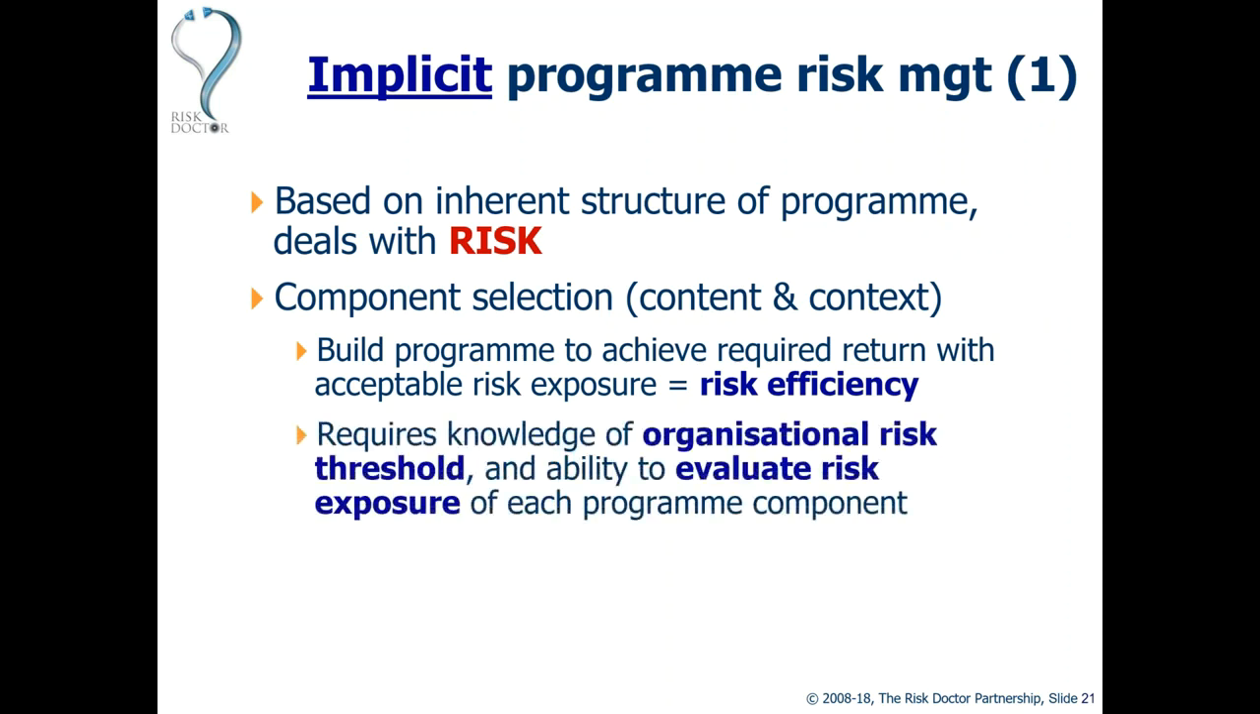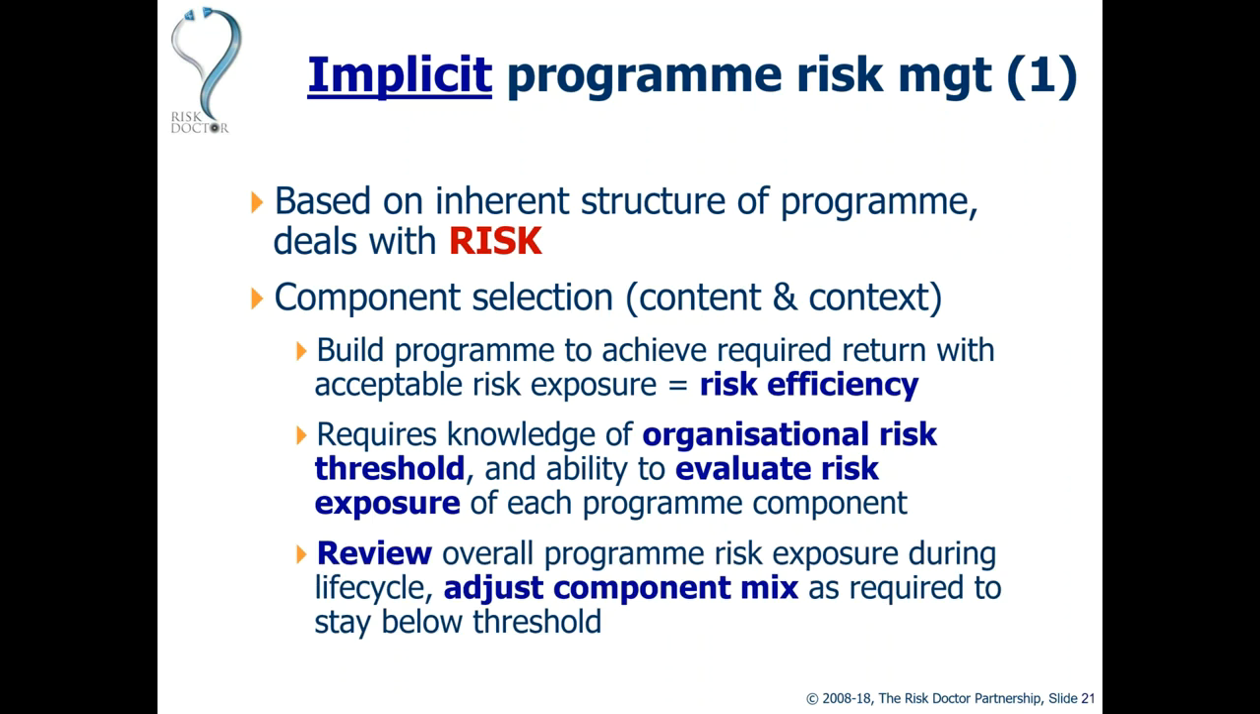This means that we need to know what our organizational risk threshold is and have the ability to understand how risky each program component is, so that we can add together the risk exposure of each of our components and see if that sits within our overall organizational risk threshold. And this is the risk efficiency calculation. So we're reviewing our overall program risk exposure as the program lifecycle continues, adjusting the mix of components as required to stay below that organizational risk threshold and still achieve the required return. So this is the risk efficiency challenge within implicit program management, which we address by component selection of the content and context of the program.